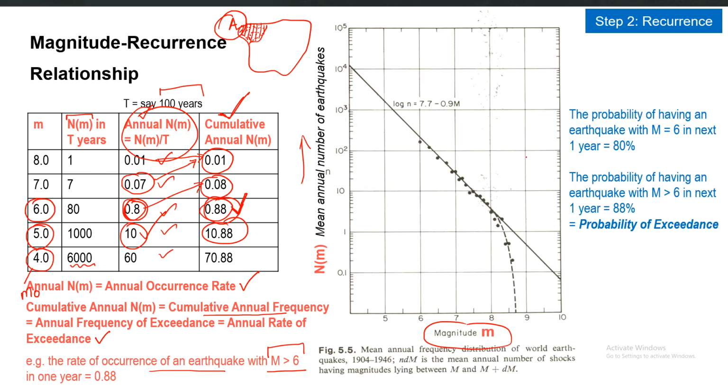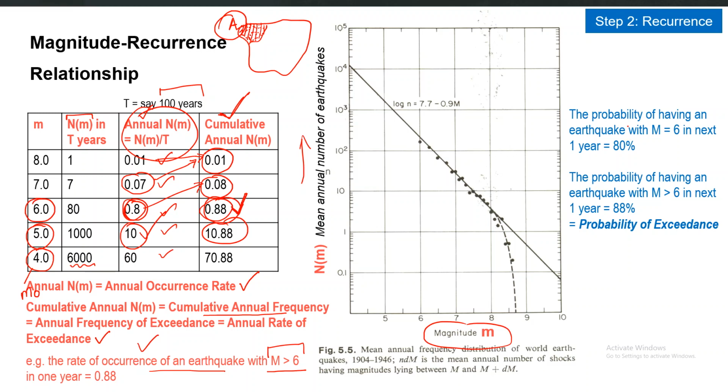Now the idea is that for future forecast, we can use the same data, the same trend, which is developed based on the past earthquake data. We can use the same information for future forecast also. For example, let's come back to the same example: for magnitude 6, we have the annual N of M as 0.8. This 0.8 is coming from historical data, but we can use the same number for future forecast also.